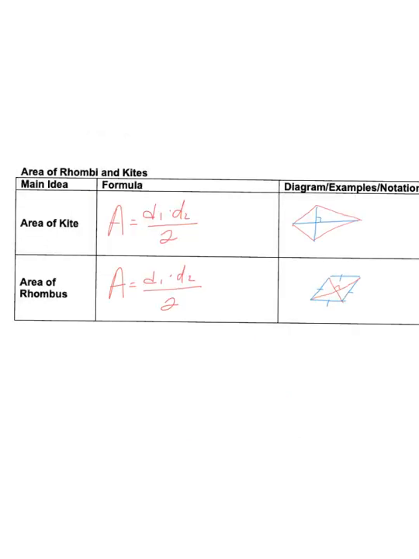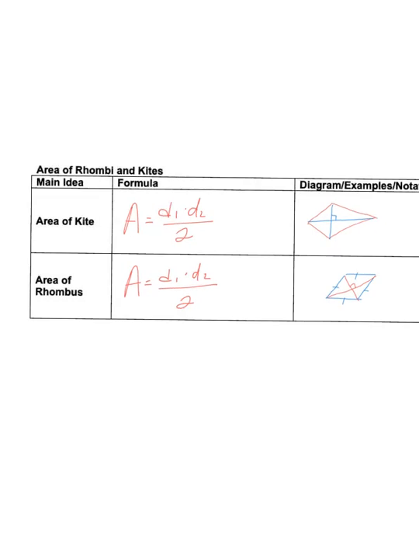Okay, the formulas for the area of a kite and a rhombus are exactly the same. You're taking diagonal 1 times diagonal 2 and dividing it by 2. The diagonals are going to be found inside the shape. So for the kite, again, the diagonals are in the kite, but they are also perpendicular. They're 90 degrees. Same with the rhombus. I have them in red in the rhombus, but they are also perpendicular. So you always want to look for that 90-degree angle sign.